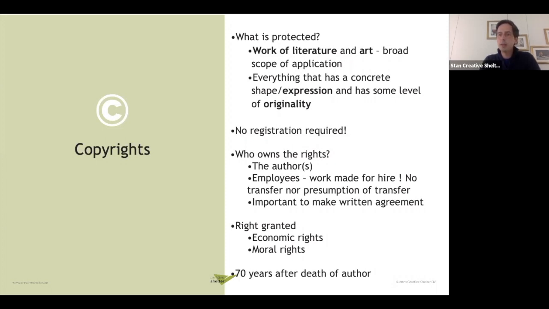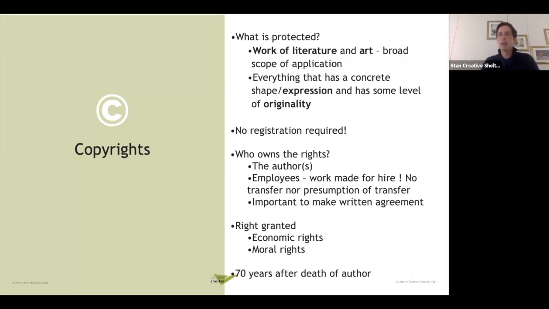But that is something that you need to agree on beforehand. And so those are the economic rights. The moral rights are also quite important in copyright. These entail that you can actually call yourself the author of that work. And so it's called the paternity right.